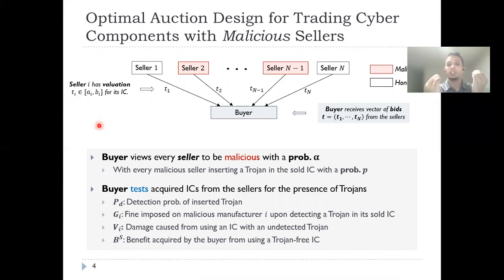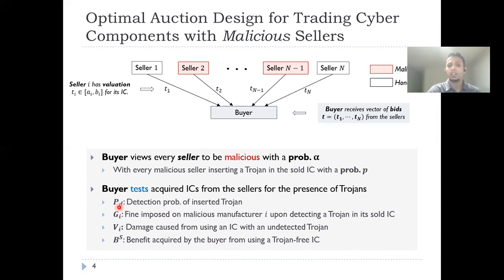So each valuation, or each bid from the seller, is received by the buyer. What will be the job of the buyer? The buyer views each seller to be malicious with a probability alpha, and every malicious seller can insert a Trojan into its sold IC with a probability p. After acquiring some ICs, the buyer does some testing. Since we have imperfection in our model, with a probability p_d the Trojan can be detected, and with probability 1 minus p_d, the Trojan cannot be detected.